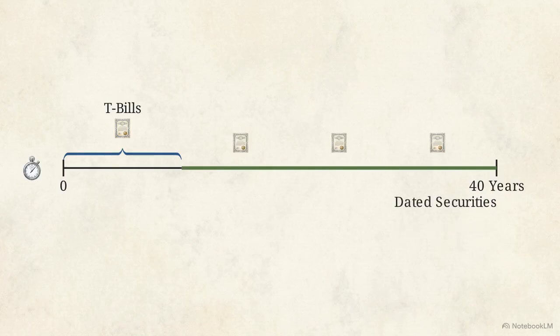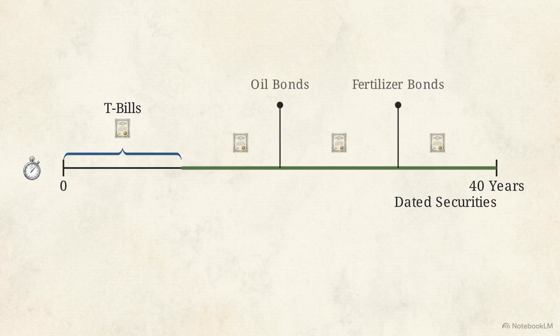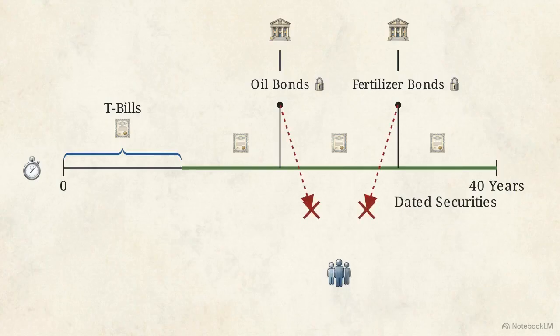The government also issues special securities, such as oil or fertilizer bonds, to compensate specific entities in place of cash subsidies. These are restricted instruments. They are issued directly to those specific corporations and are not available to the general public.